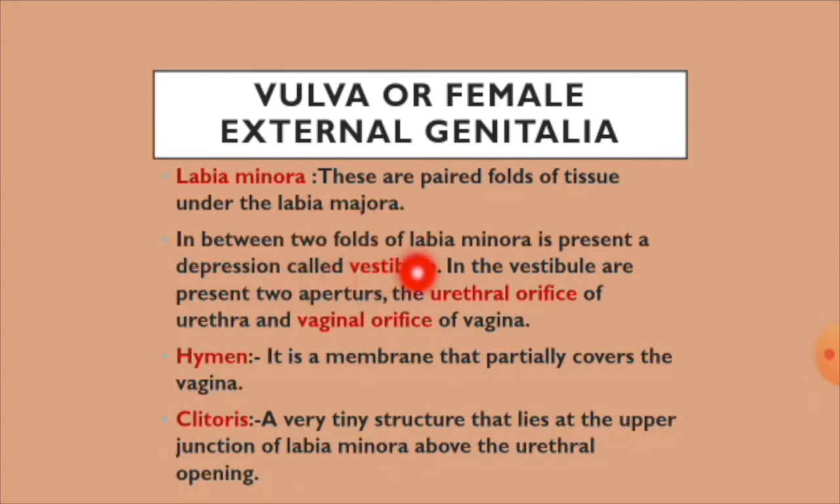In between the 2 folds of labia minora is present a depression called vestibule. In the vestibule are present 2 apertures, the urethral orifice of the urethra and the vaginal orifice of the vagina. Hymen. It is a membrane that partially covers the vagina. Clitoris. A very tiny structure that lies at the upper junction of the labia minora above the urethral opening.